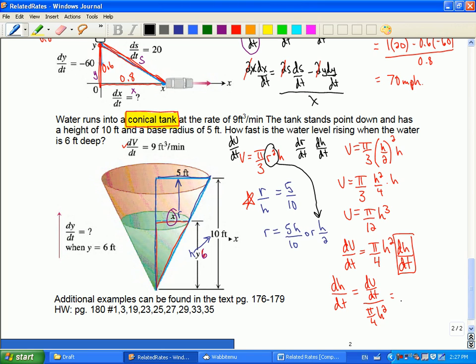This water is being pumped in, the water level is rising, so I should expect a positive or negative answer? Good. The volume is positive, it's going in at 9, and this will be 6 squared. So I suppose I could try and simplify this here. That 4 is going to get multiplied up, so I'll have 36 over pi times 36. So that'll just be 1 over pi. And since we're dealing with feet and minutes, this would be 1 over pi feet per minute.